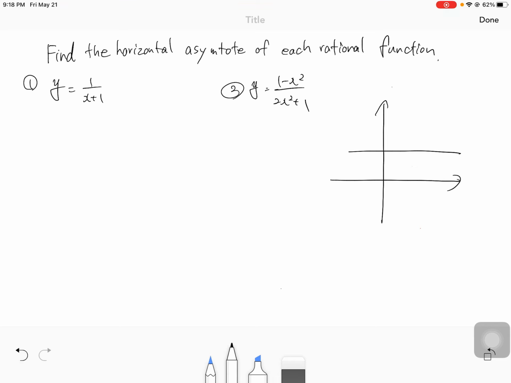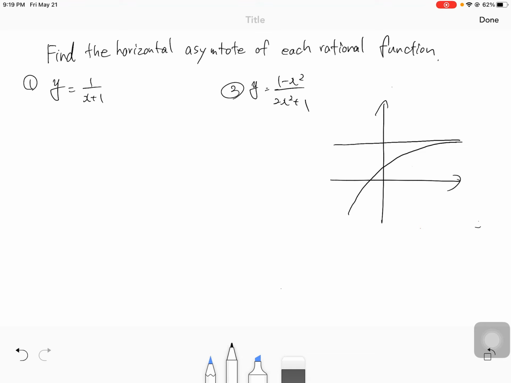For example, if the graph is like this, when the x value of this graph is getting bigger, it's close to this value, right? But it never touches, but it's getting pretty close to it. This line is called an asymptote, and in this case, this asymptote is horizontal, so it's called a horizontal asymptote.